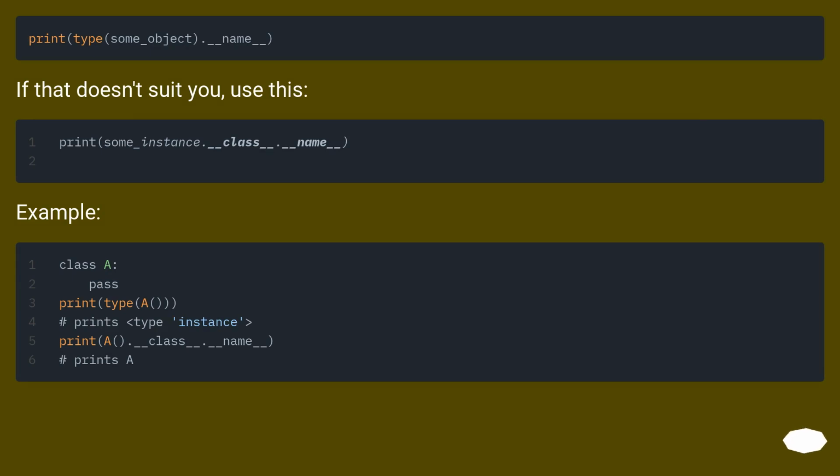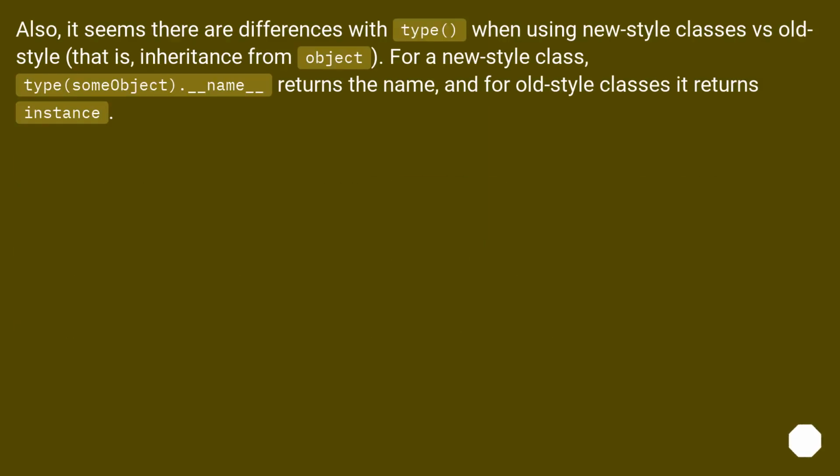If that doesn't suit you, use this. Example. Also, it seems there are differences with type when using new style classes versus old style, that is, inheritance from object. For a new style class, type(SomeObject).__name__ returns the name, and for old style classes it returns instance.